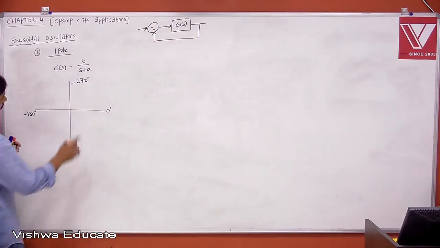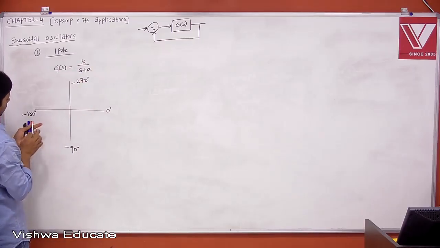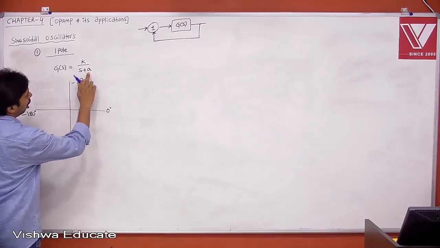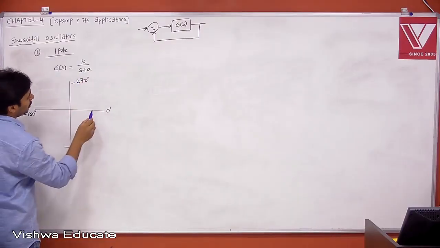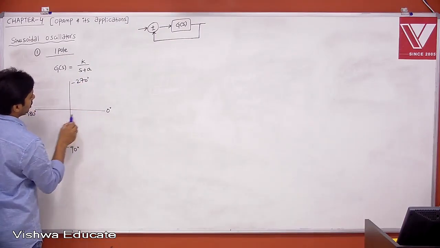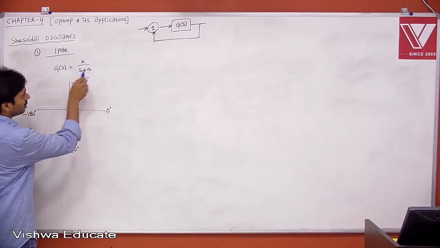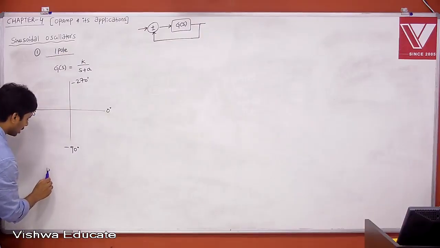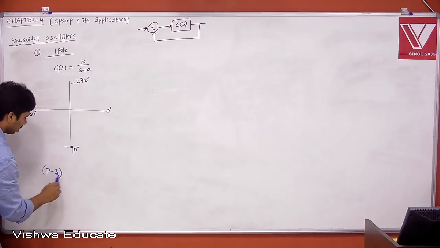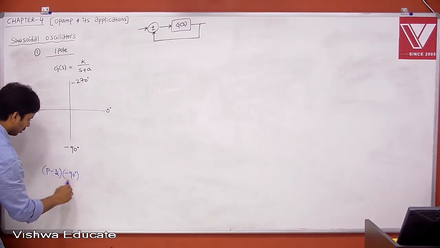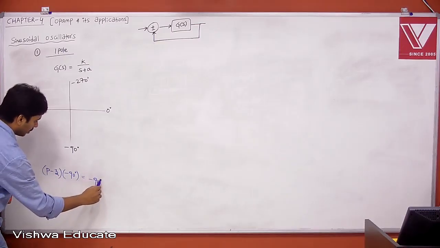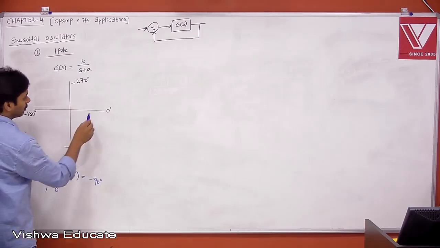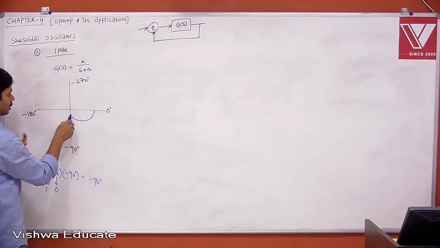What it may be, let's see. Now, if you plot the polar plot, how many poles are there? One pole. How many zeros? No zeros. It will always terminate at P minus Z into minus 90. What is P minus Z? P is 1, Z is 0, P minus Z. Therefore, it always terminates at P minus Z into minus 90. Therefore, here it is nothing but minus 90, because P is equal to 1, Z is equal to 0. Therefore, it will start from something and then terminate at minus 90.